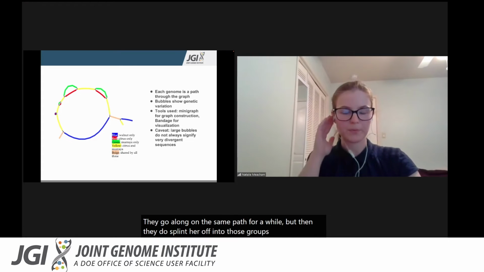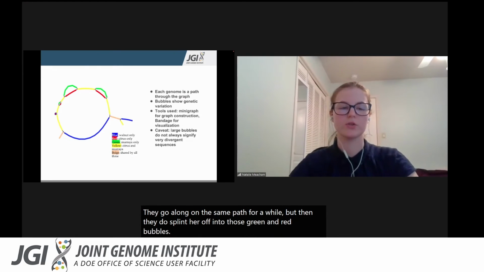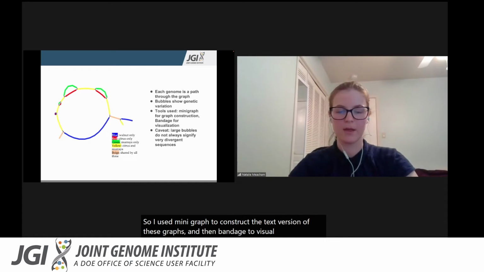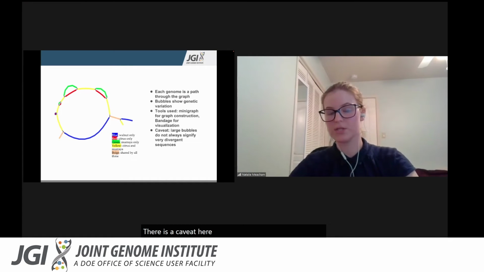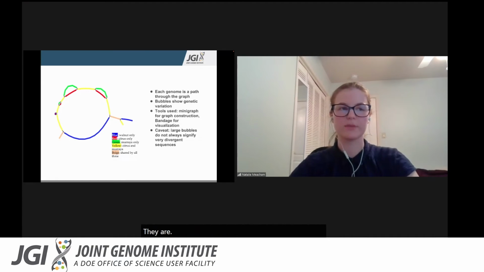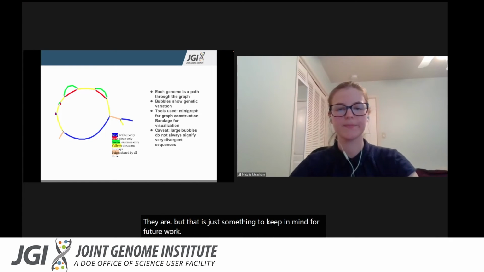red bubbles. So I used minigraph to construct the text version of these graphs and then Bandage to visualize them. There is a caveat here, which is that the bubbles are not necessarily as different as minigraph says they are, but that is just something to keep in mind for future work. Next slide.